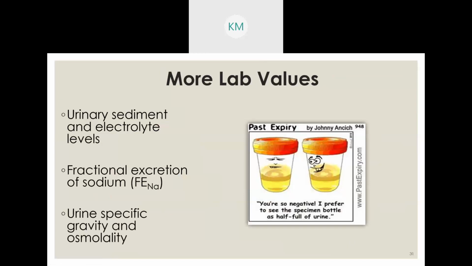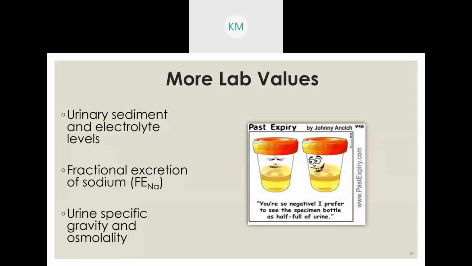All right. Moving on, more lab values. Analysis of urinary sediment with electrolyte levels is extremely helpful in distinguishing among the various causes of acute kidney injury. Urine should be examined for the presence of cells, casts, and crystals. In pre-renal conditions, urine may not have cells, but may contain hyaline casts. This is caused by proteins precipitating in the distal tubules and collecting ducts. Post-renal conditions may present with stones, crystals, sediment, bacteria, and clots. That's an obstruction.